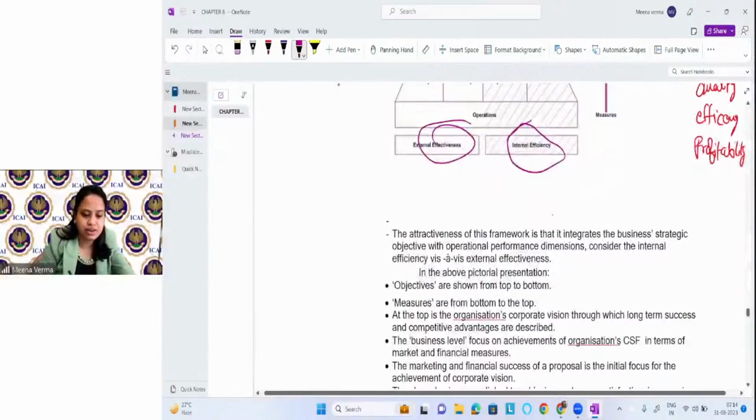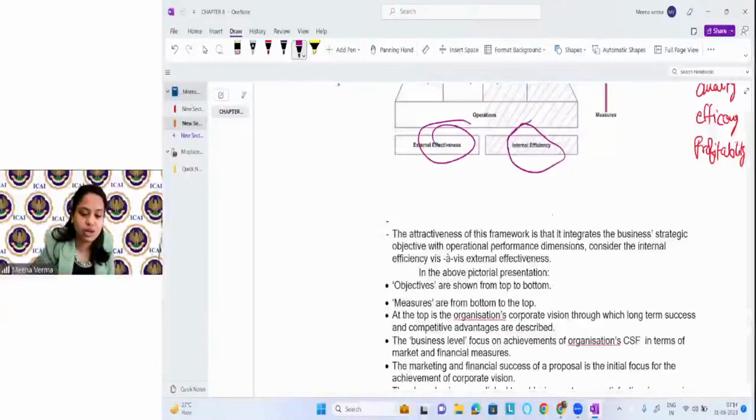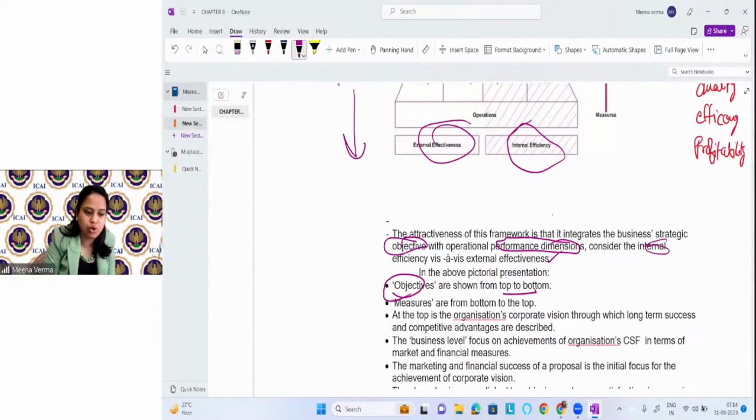Attractiveness of framework is what? It is integrating. It is joining everything. What? The objective of the company, strategic objective of the company, and what? The performance dimension, and what? Internal and external effectiveness. Okay? Objective from top to bottom. From top to bottom, they are defining the objective. Measurement, they are defining from bottom to top.